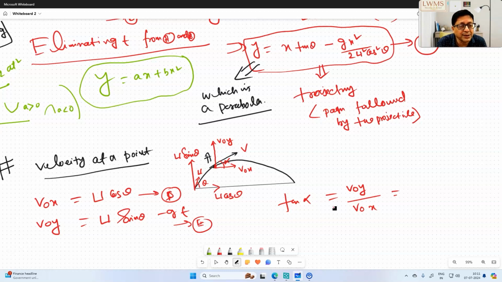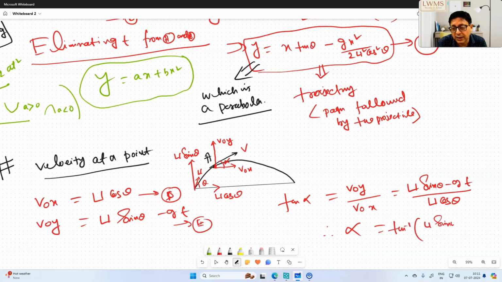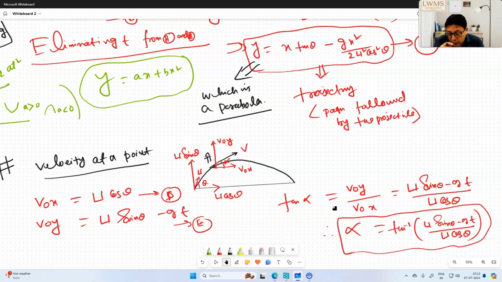So v0y is what? That is u sin theta minus gt by u cos theta. So alpha is tan inverse of this divided by u cos theta. Okay, so alpha is tan inverse of (u sin theta minus gt) by u cos theta. This way you can get the angle.